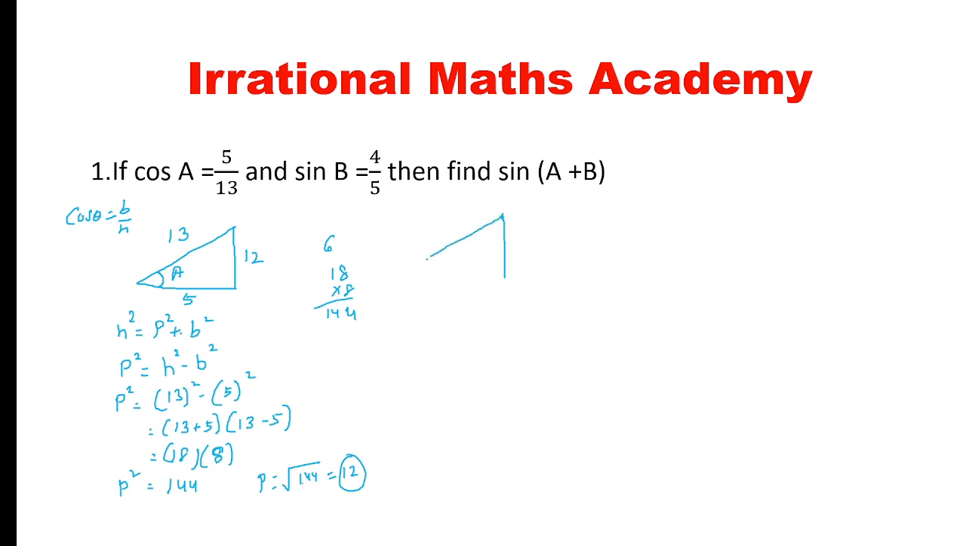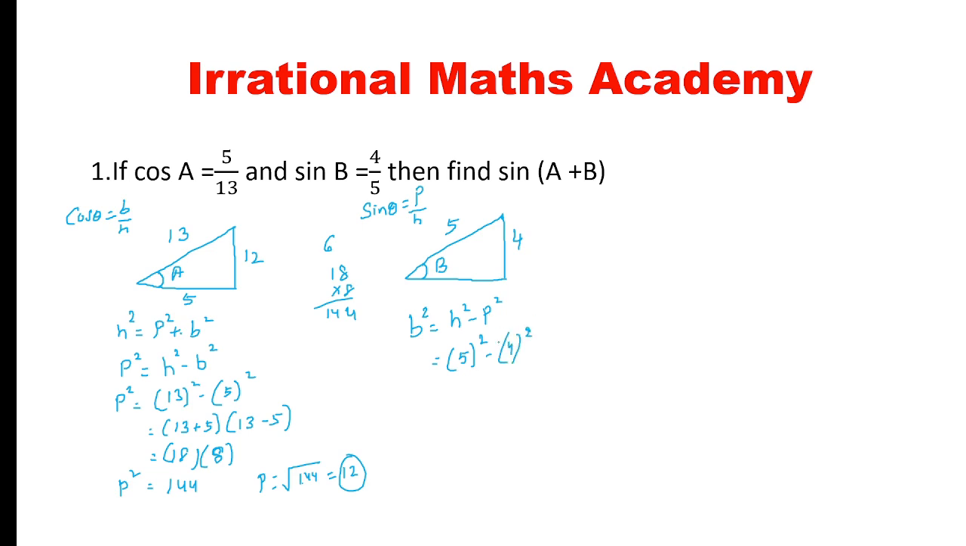Next, sin B they also give, right? So draw one more triangle, whose angle is B. Take this as B. Now, sine theta, we know, is perpendicular by hypotenuse. Here the perpendicular they give is 4, and the hypotenuse is 5. Same thing, we don't know the base. So directly here, B square equals h square minus p square, that is 5 square minus 4 square.